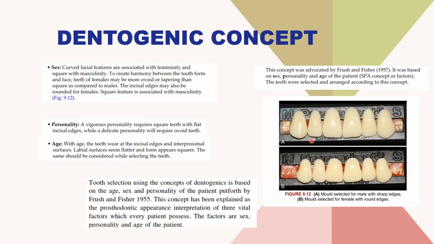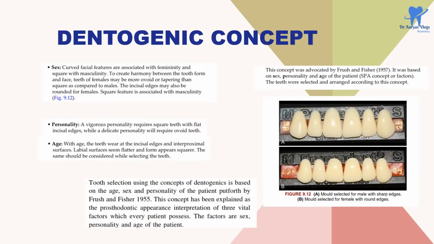Here the mold selected for male has sharp edges, and here the mold selected for female has round edges. So curved facial features are associated with femininity and square with masculinity. To create harmony between the tooth form and face, teeth of females may be more ovoid or tapering than square as compared to the males. So incisal edges may also be rounded for females. Square features are associated with masculinity.